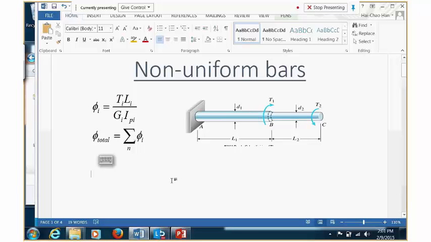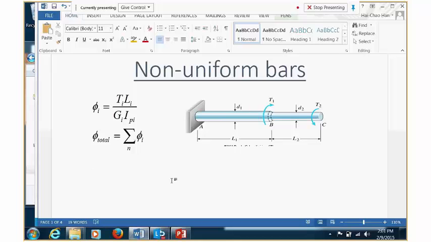All right, so let's start with the content. Last time we've been talking about torsion, right? Remember, as you see here, if you have a shaft, it's basically a bar. Now it's under axial moment, and we call it torque. So when you have a bar under torque, it will generate a twist deformation.